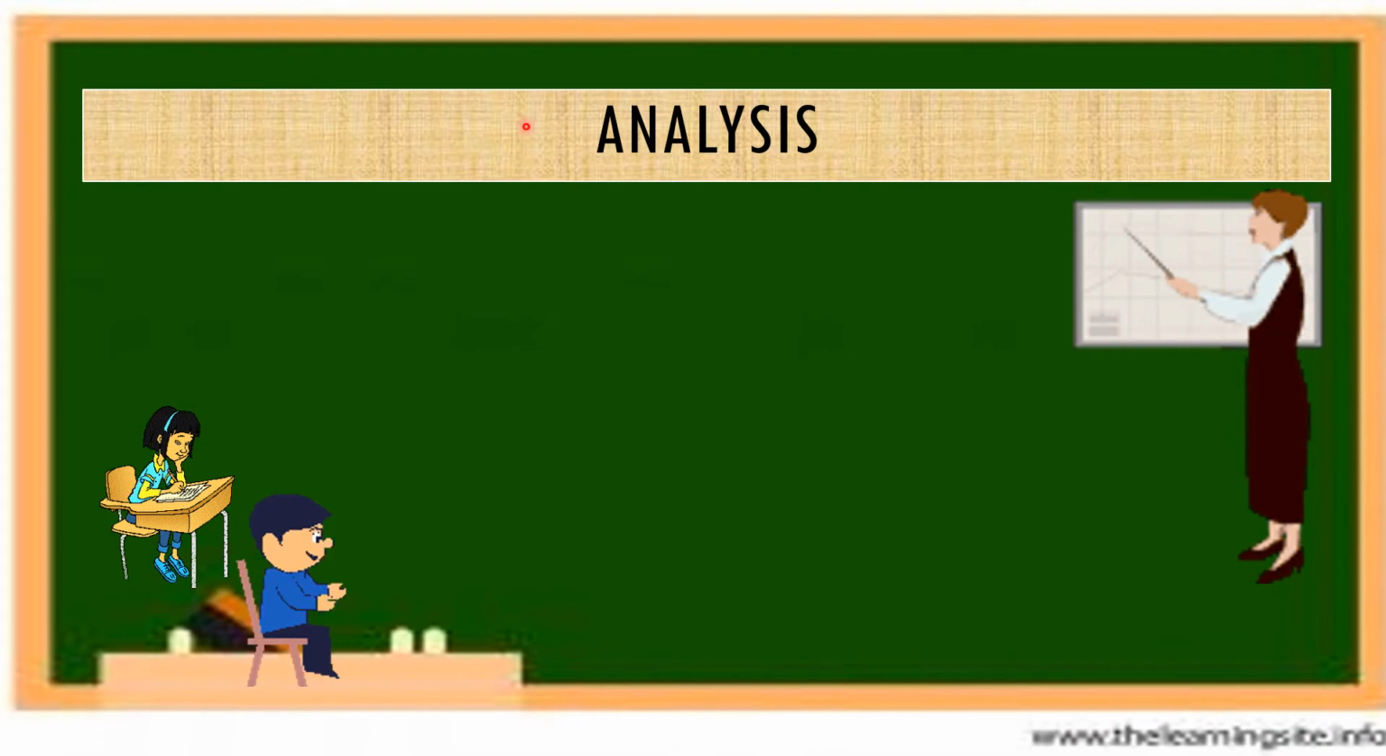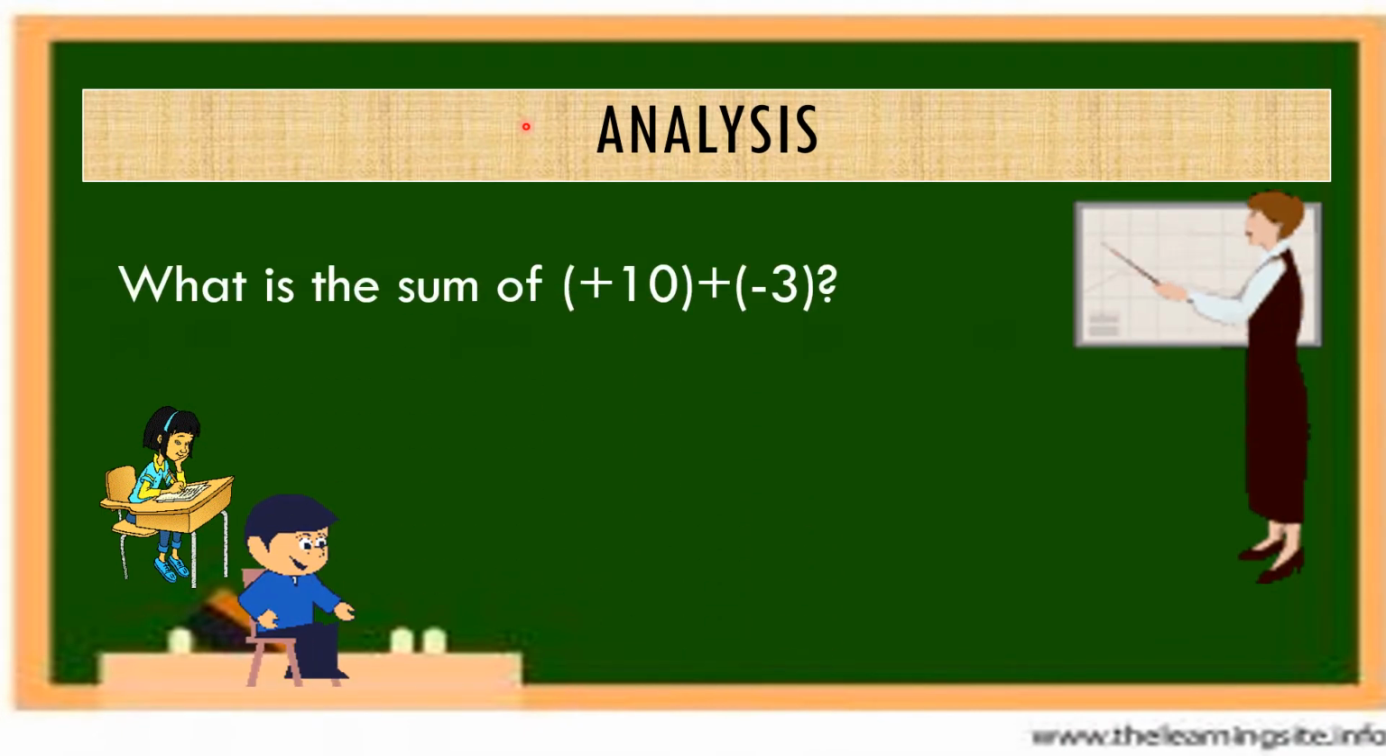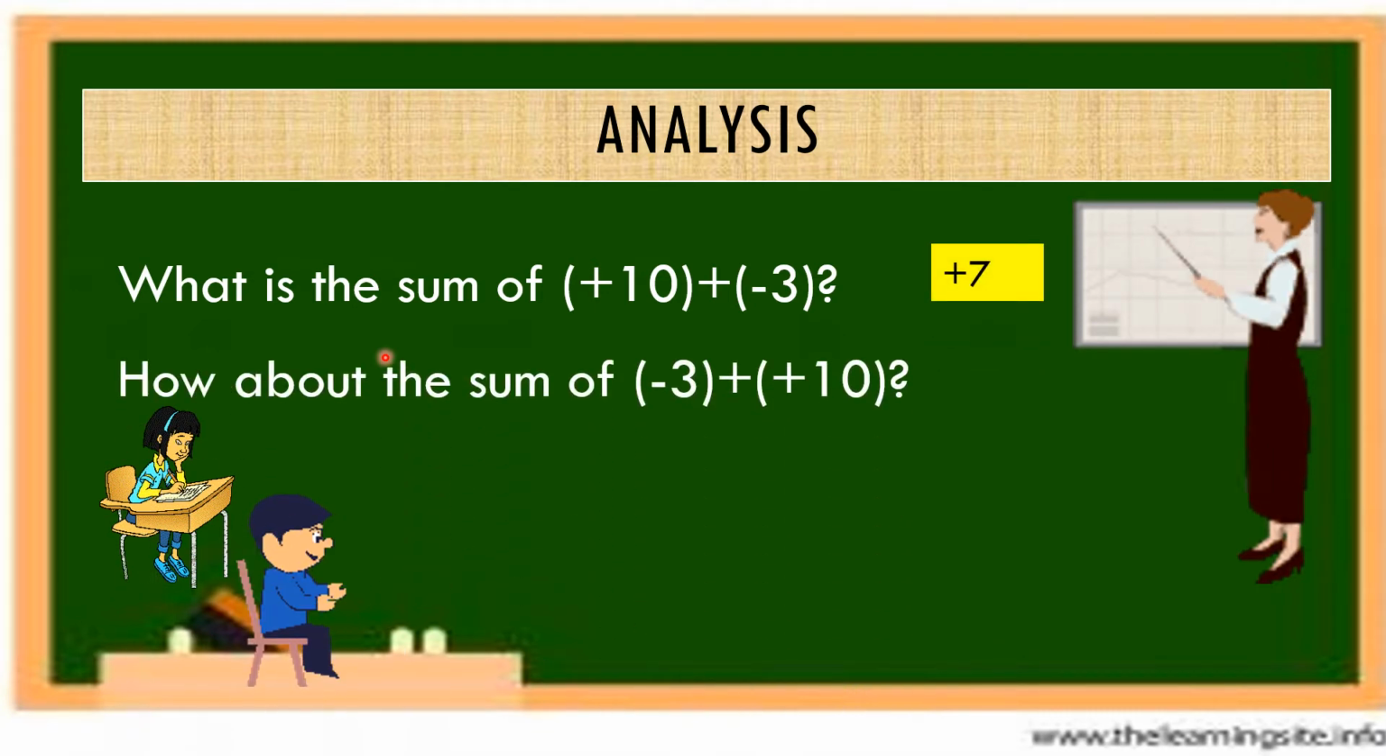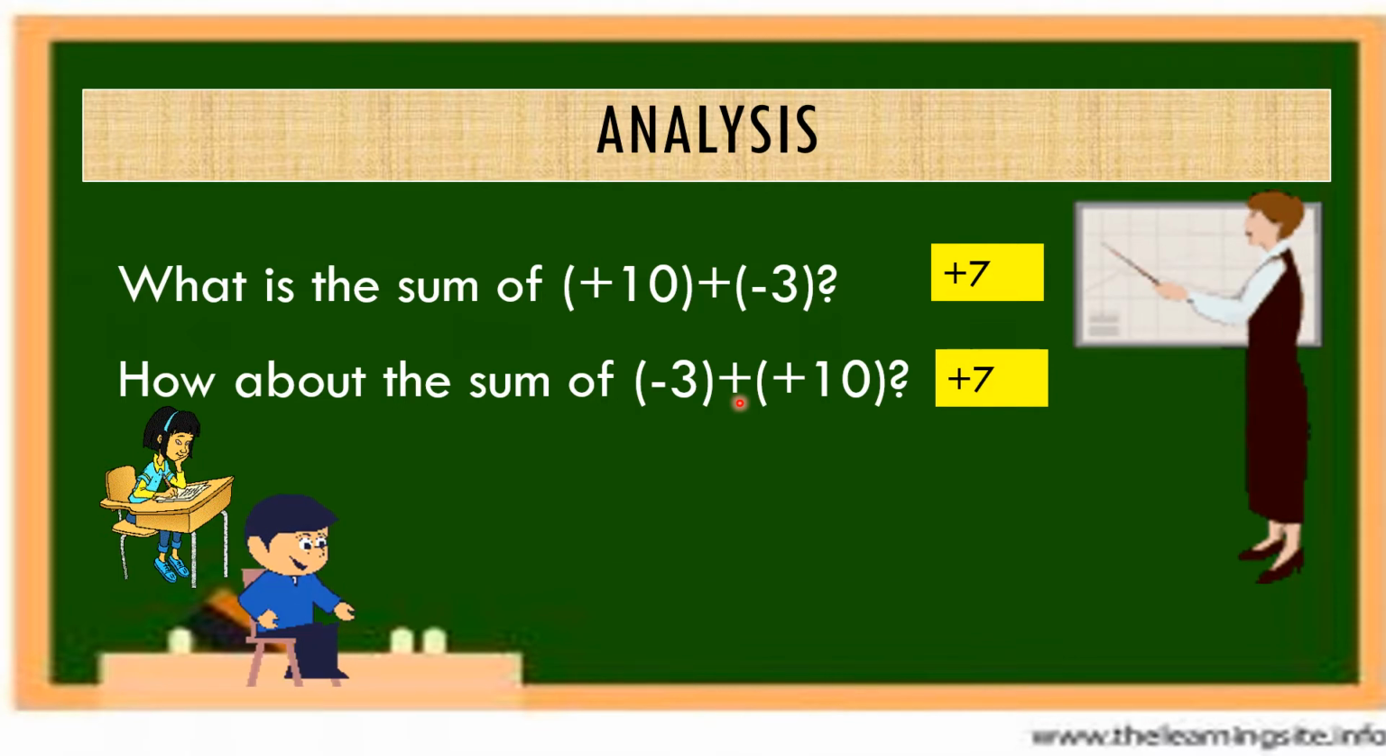We have an analysis of review 1 and review 2. Look at our given for review 1. Positive 10 plus negative 3. The result is positive 7. For review number 2, how about the sum of negative 3 plus positive 10? Again, the result is still positive 7.